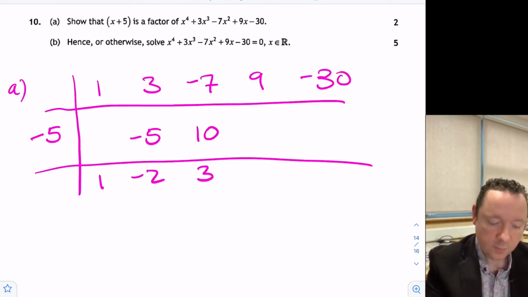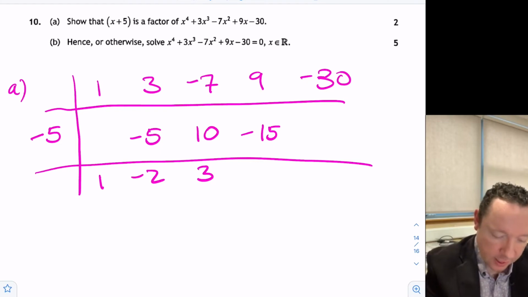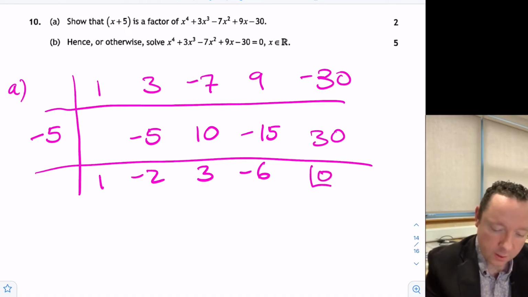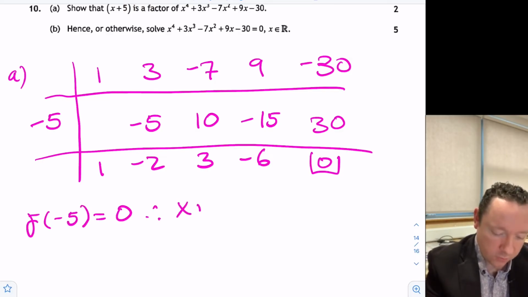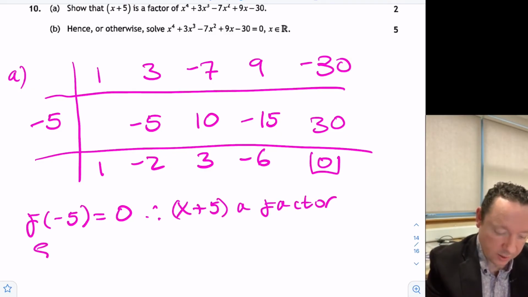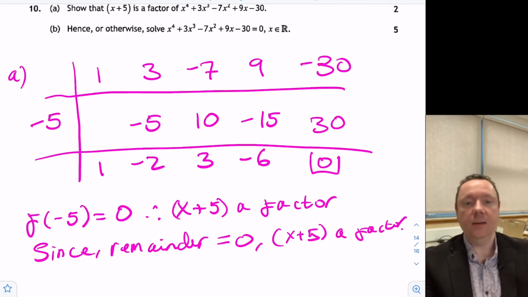10 minus 7 is 3. Times by minus 5 again to get minus 15. Minus 15 plus 9 is minus 6. Times it by minus 5 again to get 30. 30 minus 30 is 0. Two options for your statement. You could write f of minus 5 equals 0, and therefore x plus 5 is a factor. Or the alternative is just writing since the remainder is 0, x plus 5 is a factor. Either of the options are fine, but you need to write a statement.